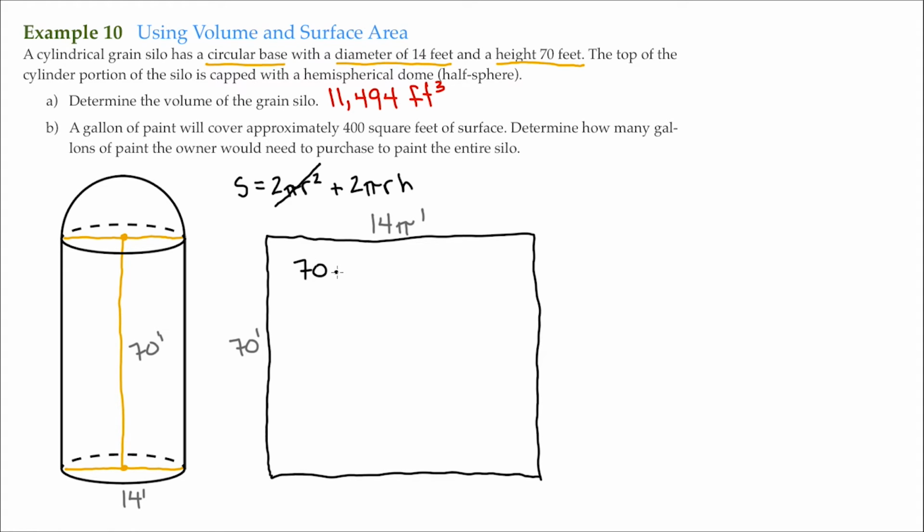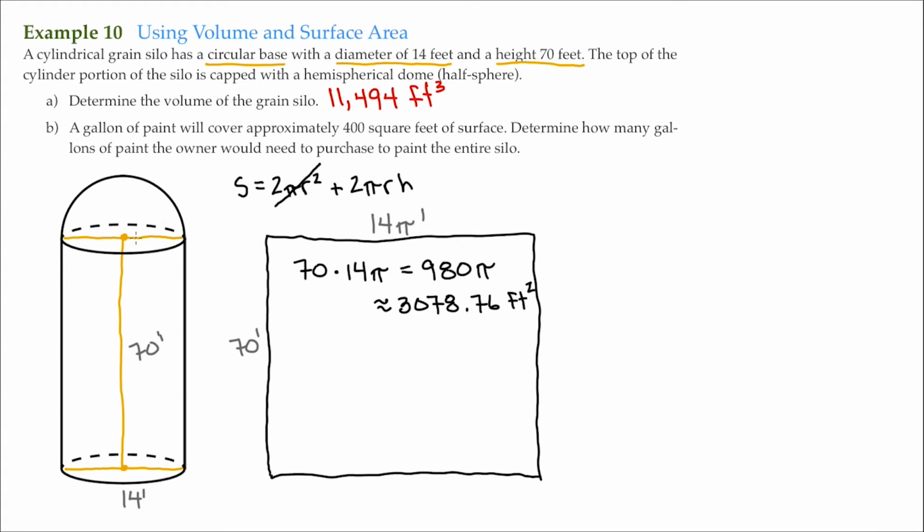70 times 14 pi. That's equal to 980 pi square feet. This is the exact answer. That comes out to be approximately 3,078.76 square feet. So that's the area of the cylindrical part, the surface area. Now I'll find the area of the hemispherical dome.